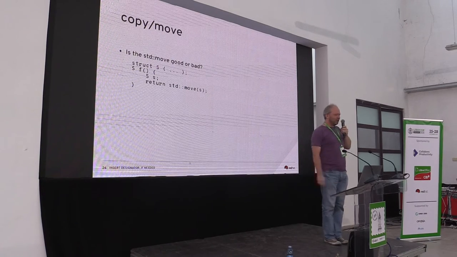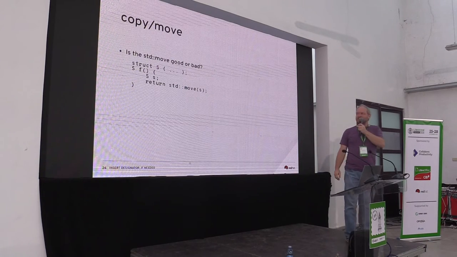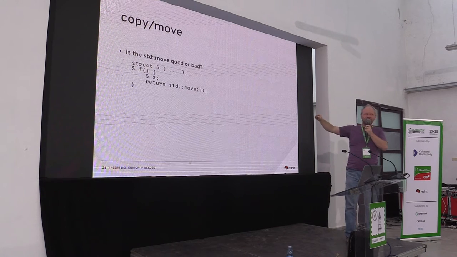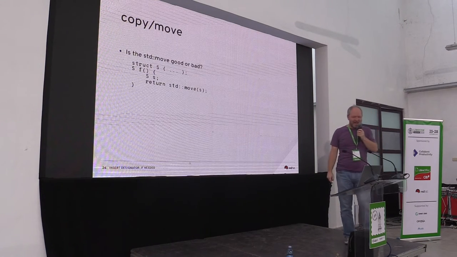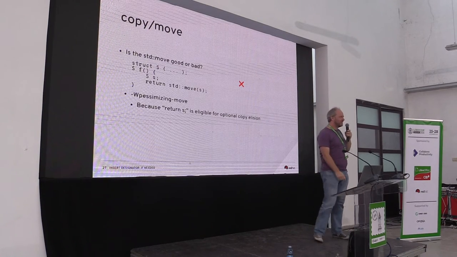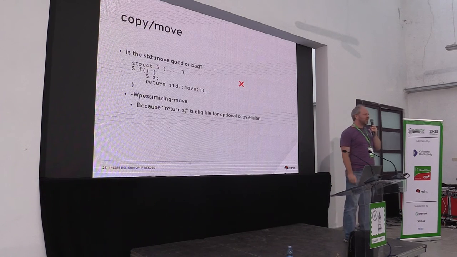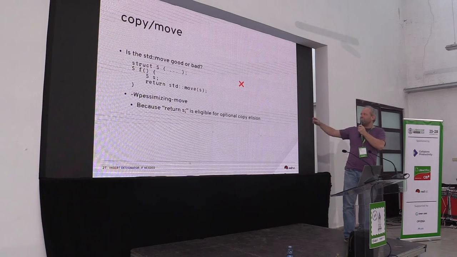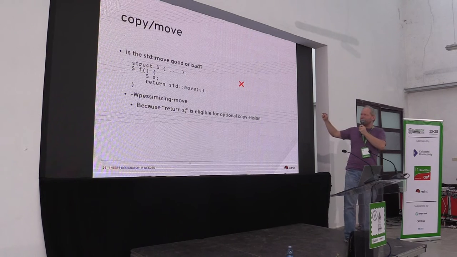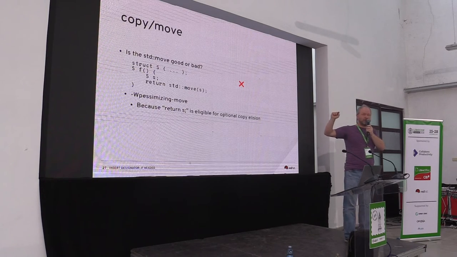Now, std::move, as I said. If you insert a std::move here, is that good or bad? Bad! Exactly. Why is it bad? Because it doesn't do any good, and in the worst case, it is bad. Many compilers are smart enough to warn you here that you're doing a pessimizing move. So what happens?